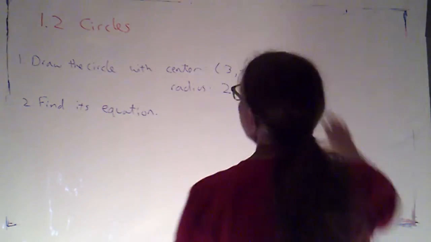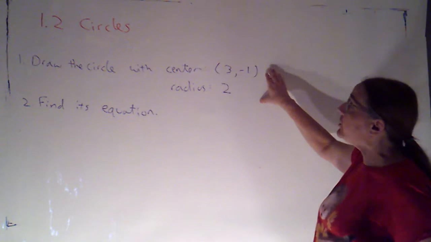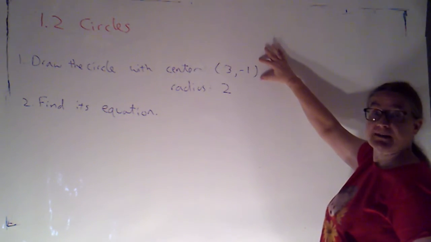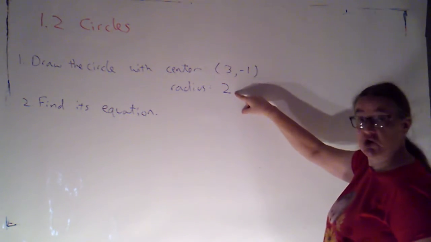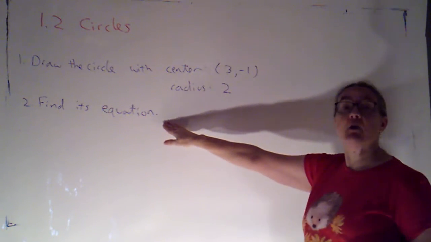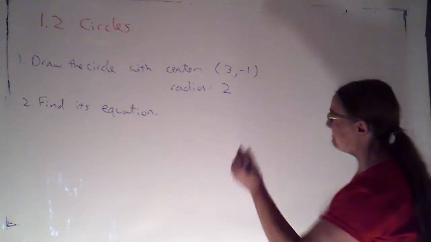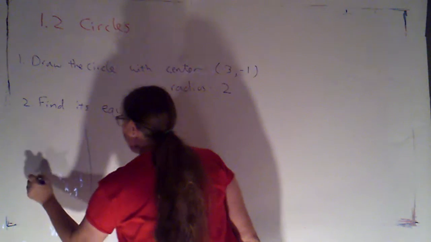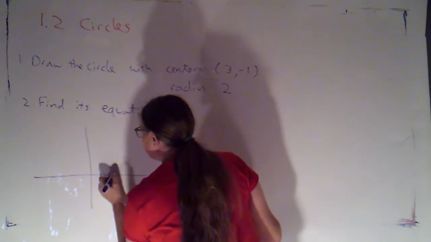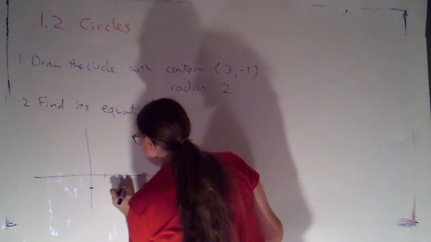I'm asking us on the board here to do two things. First of all, draw a circle whose center is at (3, -1) with radius 2, and then find an equation for that circle. Okay, so if I go to graph this, here's my point (3, -1).